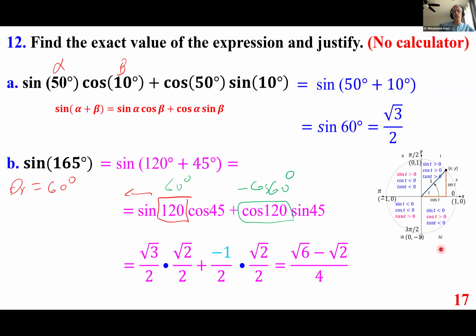And this is indicating where the trigonometric functions are positive or negative. So in the first quadrant, all of them are positive. Second quadrant, sine is positive, which means also cosecant. Third one, tangent is positive, which means also cotangent. And the fourth one, cosine, is positive. That means also secant.